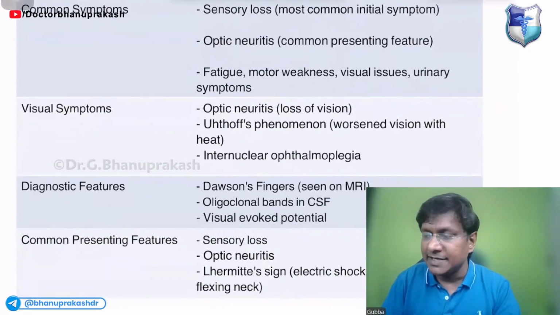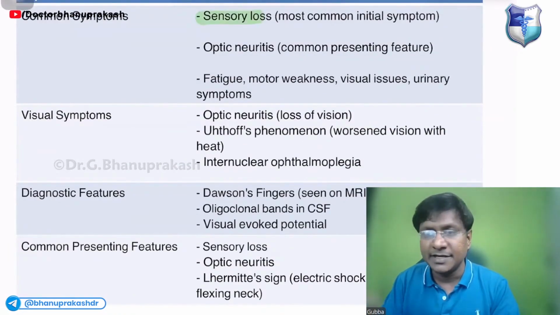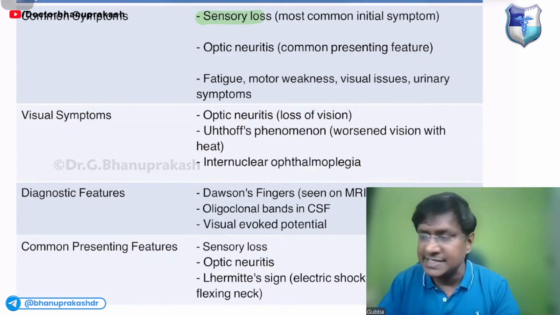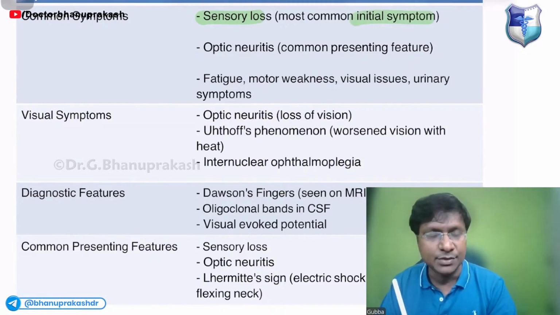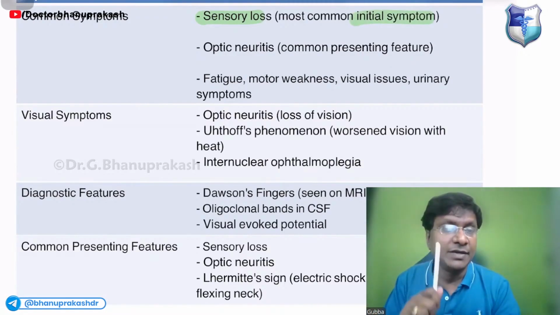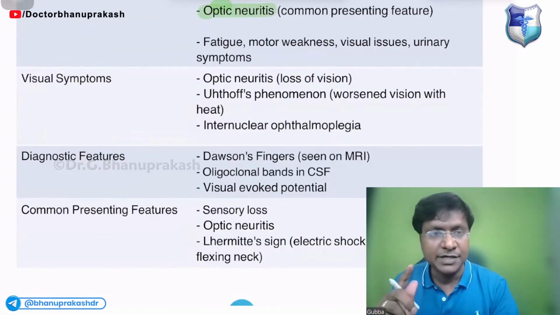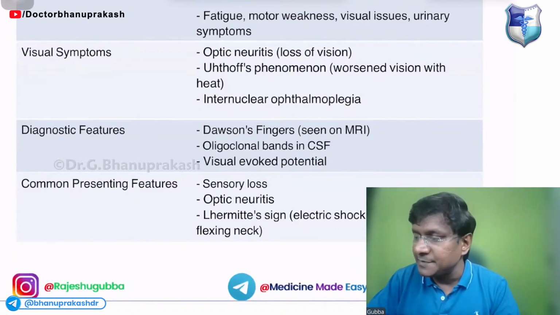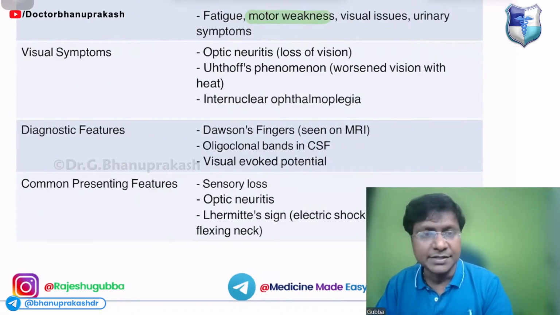Among the various clinical manifestations in patients with multiple sclerosis, the most common will be sensory abnormalities in the form of paresthesia, and that will be the initial symptom that you see. Followed by that, there is involvement of the optic nerve, because of which these patients will have optic neuritis, and that can cause visual impairment that can progress even to blindness. The other features these patients can have are fatigue as well as motor weakness.